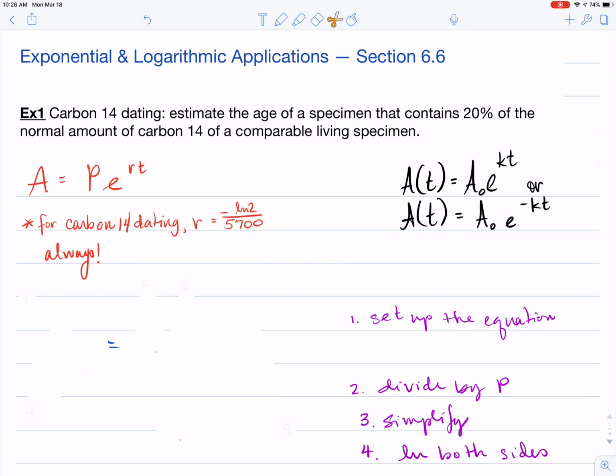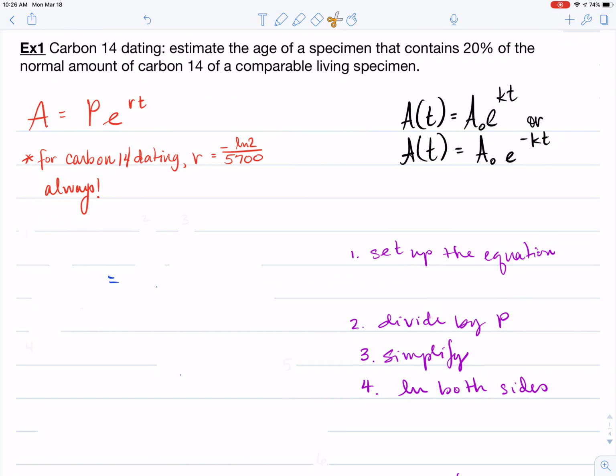All right, so let's read the question and then we'll begin. What we are asked to do is to estimate the age, so I'm looking for time here, of a specimen that contains 20% of the normal amount of carbon-14 of a comparable living specimen. What you have here is some kind of specimen that has died, and as it decays, it starts to lose carbon-14. And so we're able to go backwards and estimate how old it was based on the amount of carbon-14 that was left over in it.